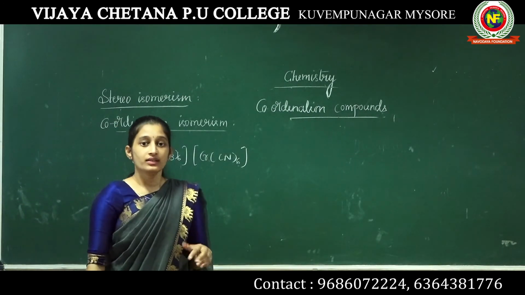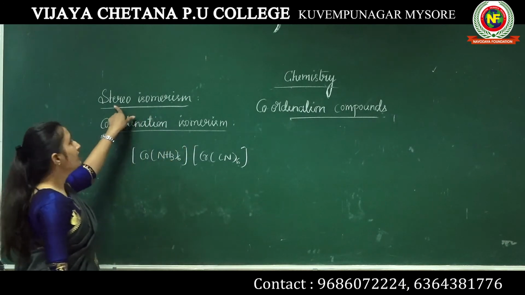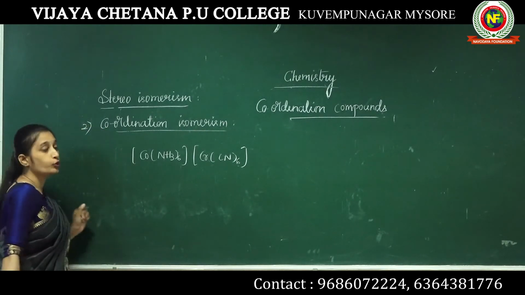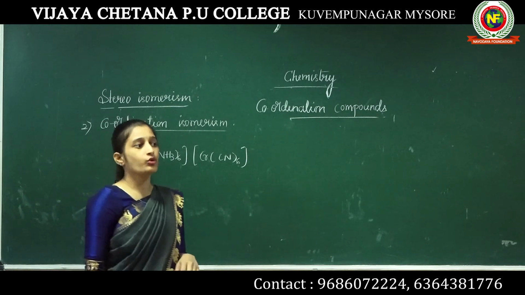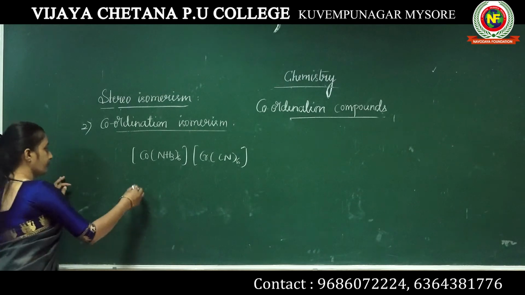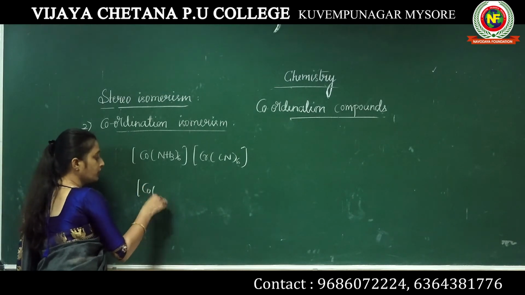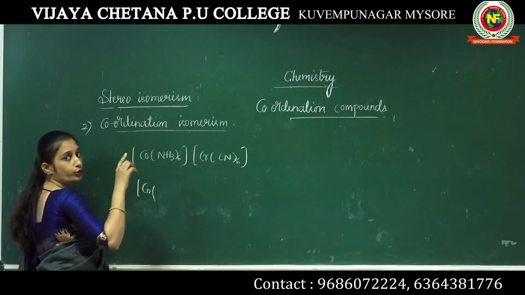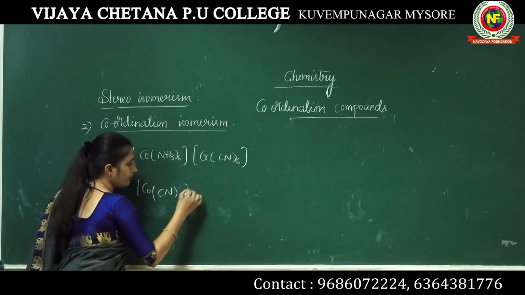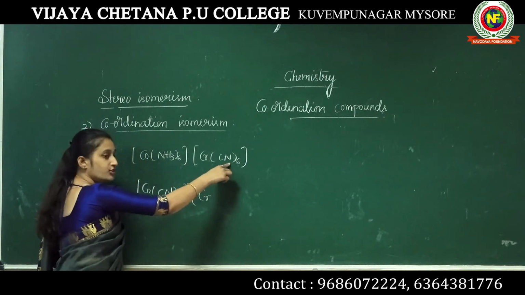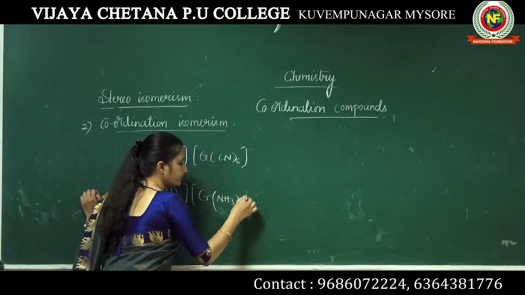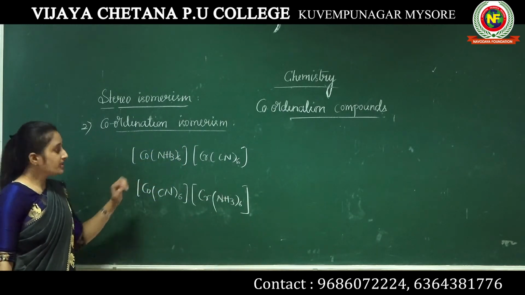Next one, this is also a type under this isomerism. Second type, coordination isomerism. What is this coordination isomerism? I will write the example first. After that, I will explain. See, Co here, NH3 is there. I am going to write NH3 six times. And Cr, with CN six times. See the beauty of this compound.